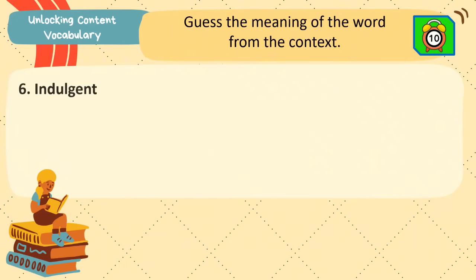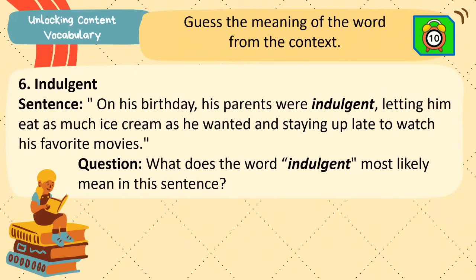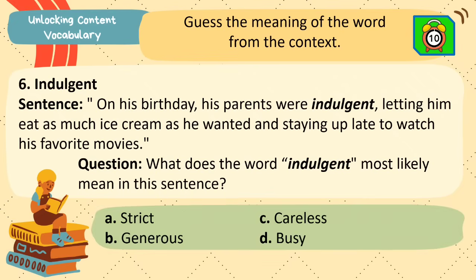Number 6. Indulgent. On his birthday, his parents were indulgent, letting him eat as much ice cream as he wanted and staying up late to watch his favorite movies. What does the word indulgent most likely mean in this sentence? The correct answer is generous. Indulgent also means generous.